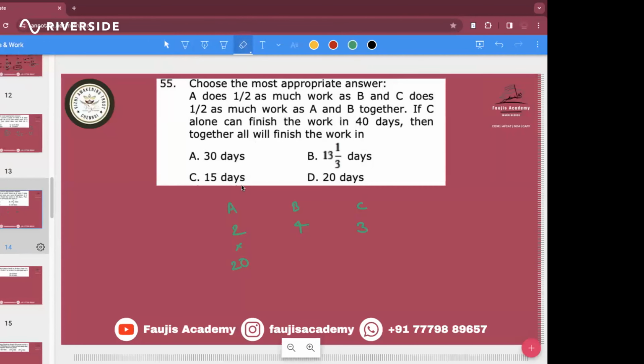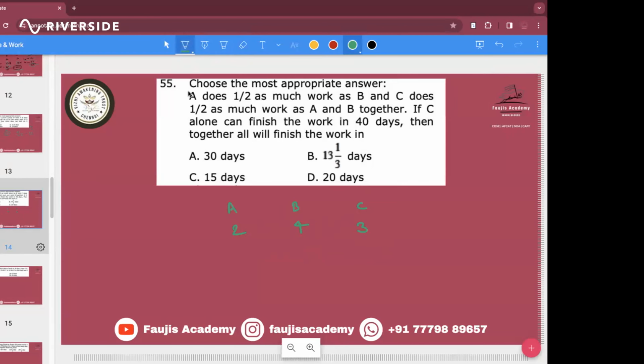Yes, guys. Sir, option B. Yes, that's correct. Okay, so A, B, C. A does half as much work as B. So initially I took 2 and then I wrote 1, 2. Then I had to write 1.5, and I did not want to deal with decimals, so I just multiplied it by 2. So 2 work, 4 work, and 3 work they'll be doing each day.